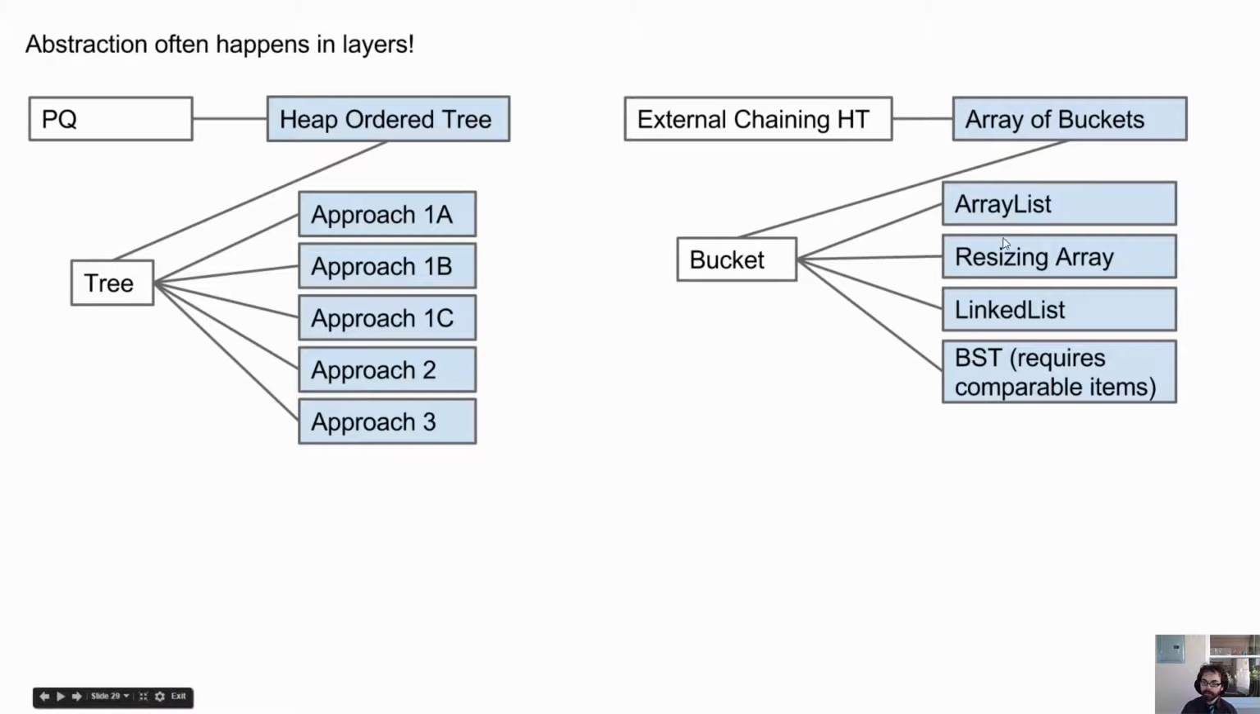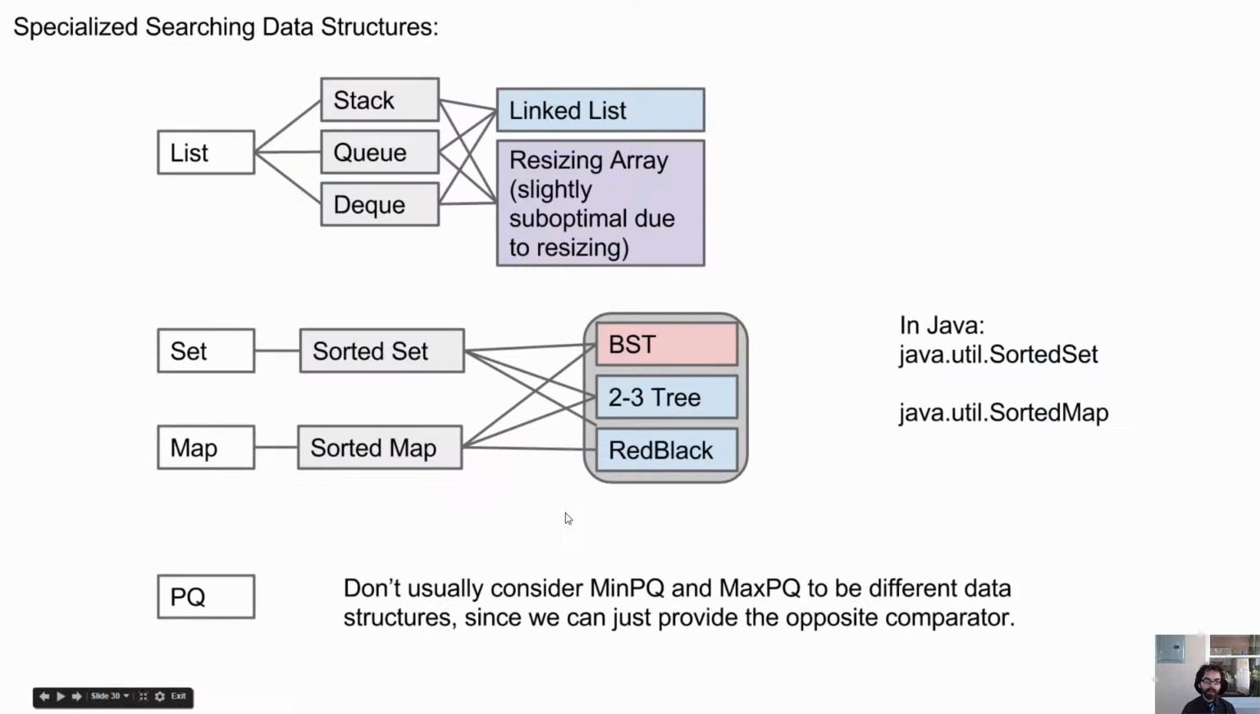In the bucket, we talked about in class using a linked list. But you could just as easily use an array list, or a resizing array, or even a binary search tree of all the items in a bucket. Those things are possible. Okay? And then I'll mention lastly specialized searching data structures. So in these types of data structures, we saw a little bit of this.